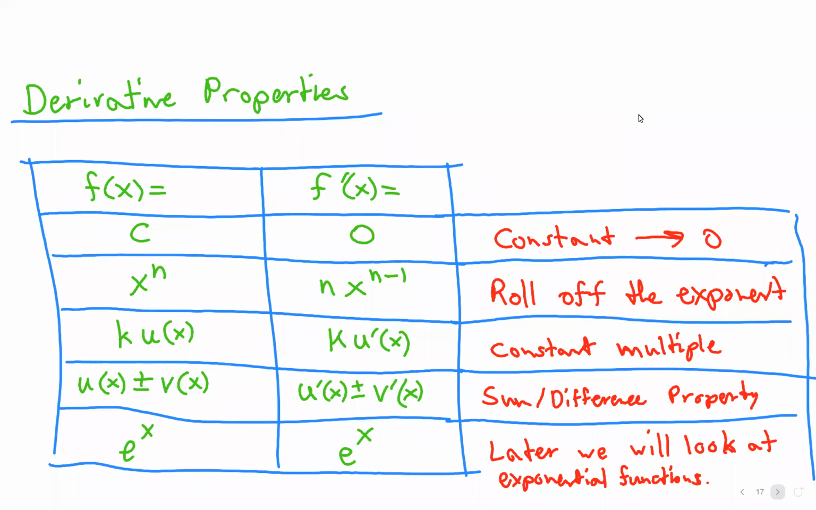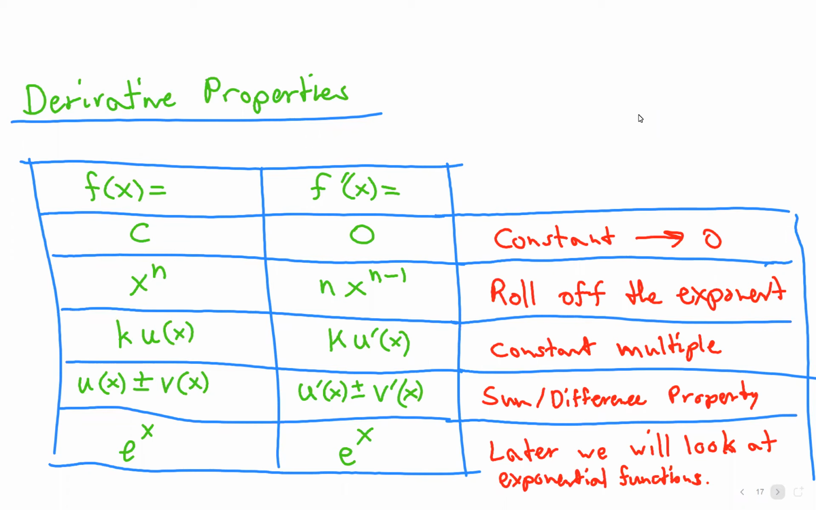We also have the constant multiplier of k times a function u of x. K is a constant, u of x is a function of x. If we do the derivative of this, then we would have, again, k as a multiplier, but we would also have u prime of x, or the derivative of u, multiplied by it. So you can take that constant, pull it out of the derivative, and then figure out what the derivative of the rest of the function would be. And that would be the answer for the function as a whole.